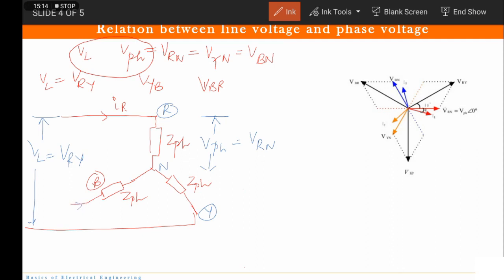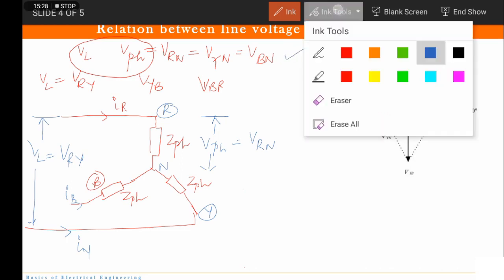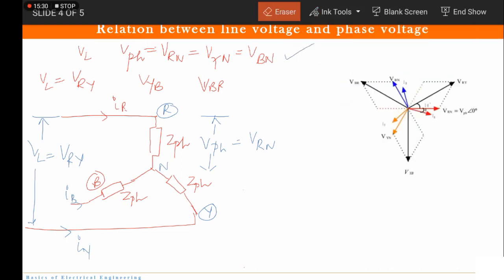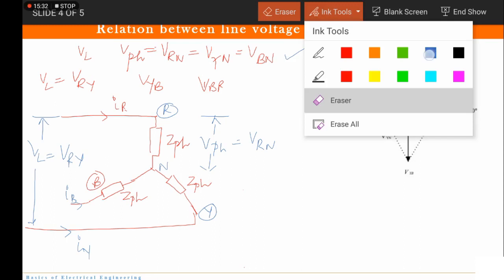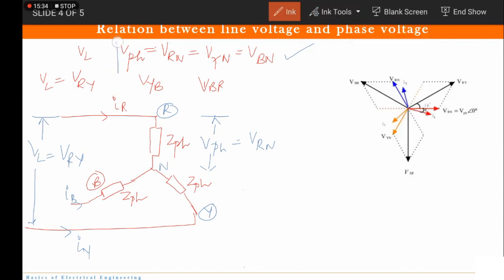Obviously here we have IB and here we have IY. Fine? So I've already written this. We need to remember this point, that phase voltages are this, and in a three-phase supply balanced condition these phase voltages are the same. Fine. Now let us talk about the line voltage.